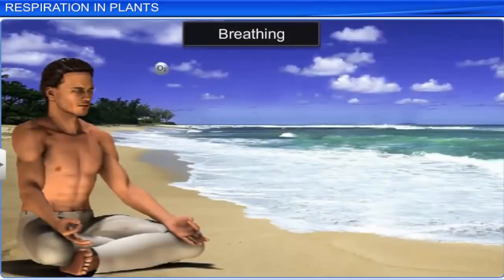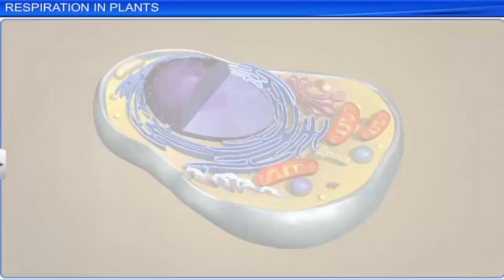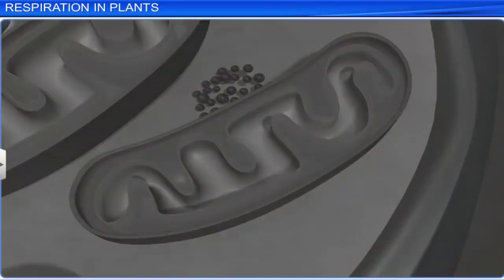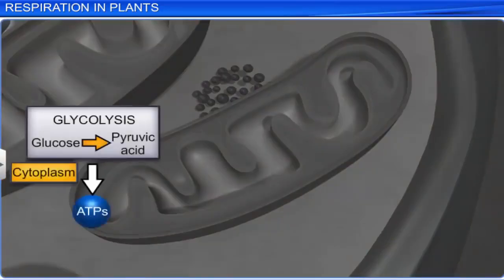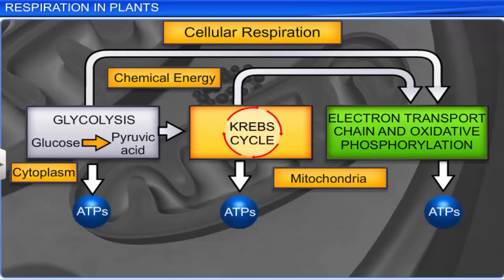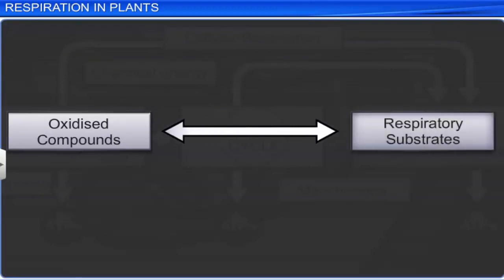The process of breathing is connected to the oxidation of food inside the cells. While breathing involves gas exchange between organisms and the environment, respiration involves the breakdown of the C-C bonds of complex compounds of food using oxygen to release energy inside the cells. In eukaryotes, it takes place in three distinct stages, namely glycolysis in cytoplasm, Krebs cycle, and the electron transport chain, or ETC, in the mitochondria. Since it takes place inside the cells, it is called cellular respiration. The oxidized compounds are called respiratory substrates.